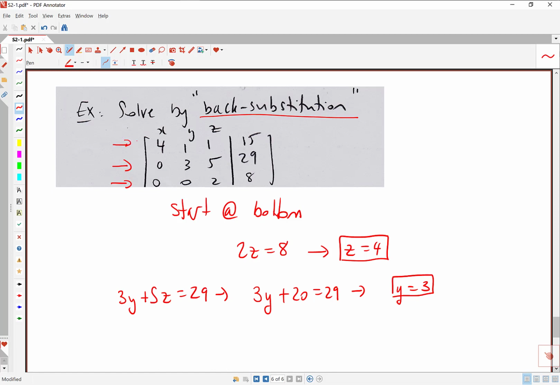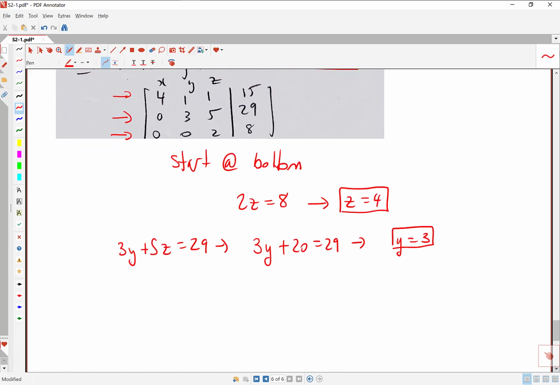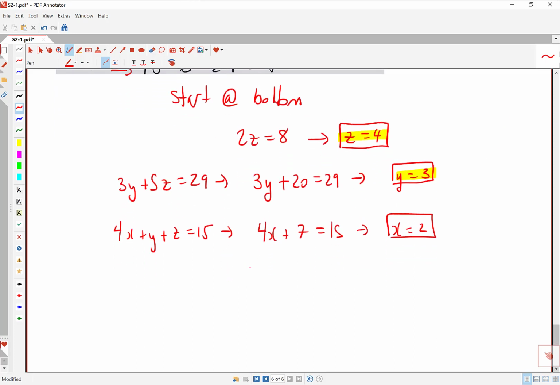So now, looking up at the top equation, that says 4x plus y plus z equals 15. The idea is now you can use both of your known values. So we know z is 4, we know y is 3. Let's plug those both in. So we'd have 4x plus, 3 plus 4 is going to give us 7. So 4x plus 7 equals 15. And now that's pretty easy to solve. So 4x equals 8, meaning x equals 2. Okay, and then if we wanted to write our answer in vector form, we would just write vector x, y, z equals 2, 3, 4.